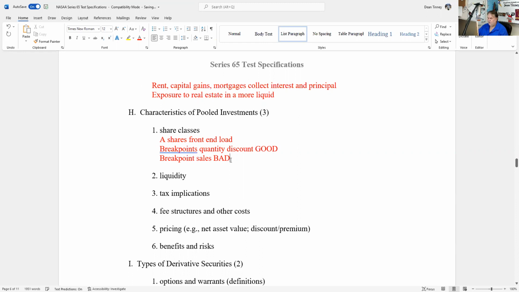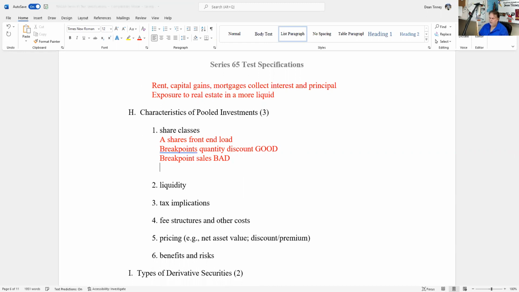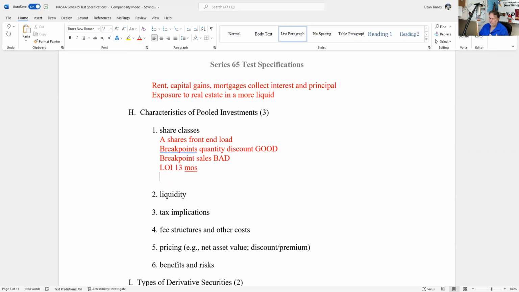Now, remember the way I stay out of trouble here. If you're just a fee-based 65, this is still testable. But remember, you 6s, you 7s, this is the one. And if you're not a 6 or 7, just a 65, you still got to make sure you understand the easiest way to stay out of trouble is to tell somebody how they get the best deal. So I tell them about a letter of intent and say, listen, if you'll agree to come up with X number of dollars within the next 13 months, the mutual fund will waive that breakpoint and let you in at a lower sales charge.